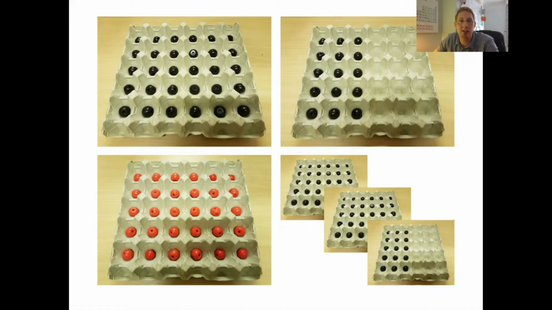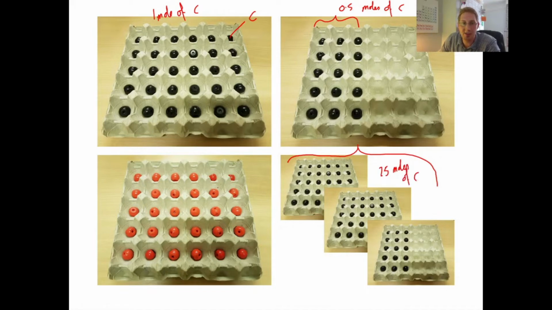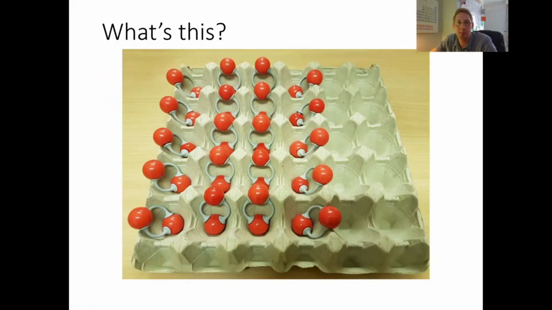Well, hopefully you recognise on the top left that the black balls here, that's carbon, so that would be 1 mole of carbon. On the right hand side, half the slots are filled, so that would be 0.5 moles of carbon. Down here, if each one of these is a mole, we've got 2.5 of them, so that's 2.5 moles of carbon. And here, for those of you that are really on the ball, you might recognise that as oxygen. So that's 1 mole of oxygen. What would this be then? Pause the video, have a think.